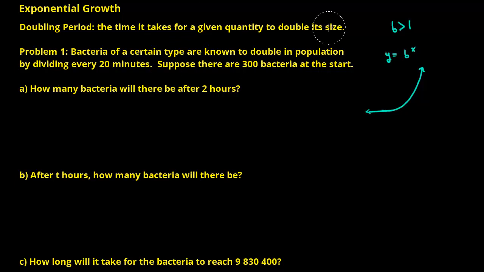So things that can be modeled by the exponential function have a constant doubling period. That is, the amount of time it takes for them to double in size is constant. That means that, let's say I have a quantity of 200, then a quantity of 400, and then 800. I'm just doubling the quantity each time.